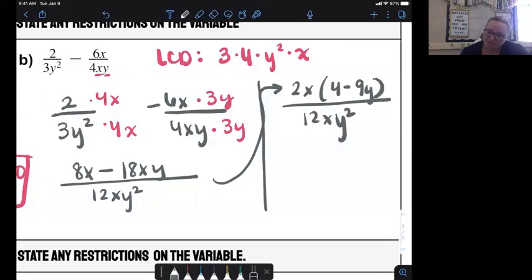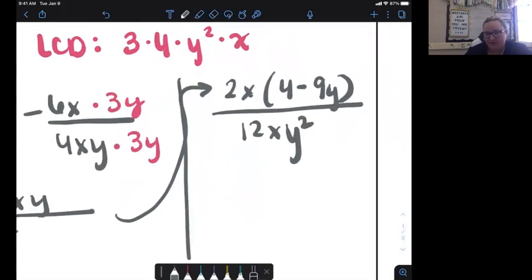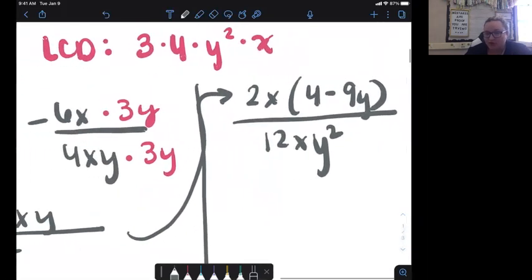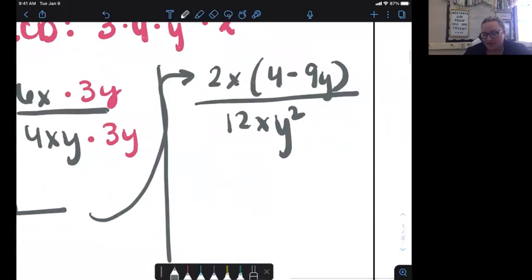All right, so I figured out that my LCD needed to include 3, 4, y squared, and x. I multiplied the first fraction by 4x. I multiplied the second fraction by 3y. So then I ended up with 8x minus 18xy all over 12xy squared. I noticed that I could factor 2x out of both of the terms in the numerator. So that got me 2x times 4 minus 9y all over 12xy.